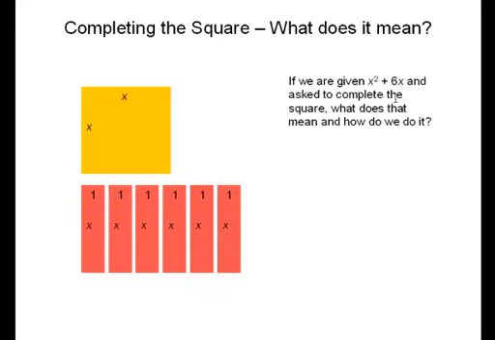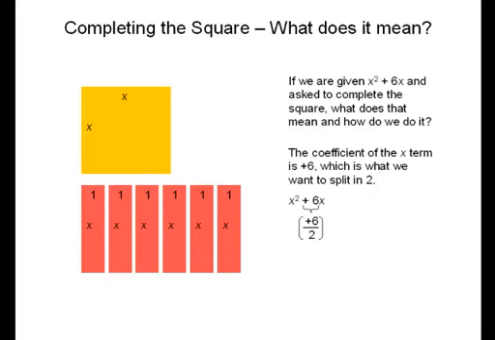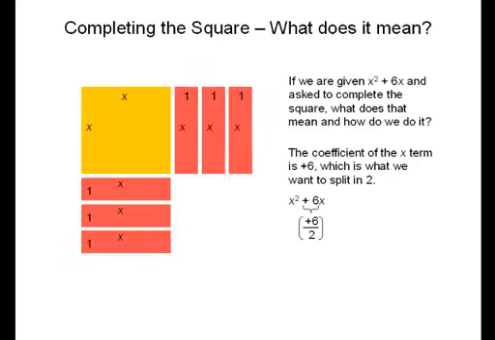We're given x squared plus 6x, we're asked to complete the square, and we're going to split our 6x up into 2 parts. The coefficient of the x term, not the x squared term, but the x term, is 6. We're going to divide that by 2, just exactly what we did up here. I have 3 here and 3 here. Well, 3 is 6 divided by 2.